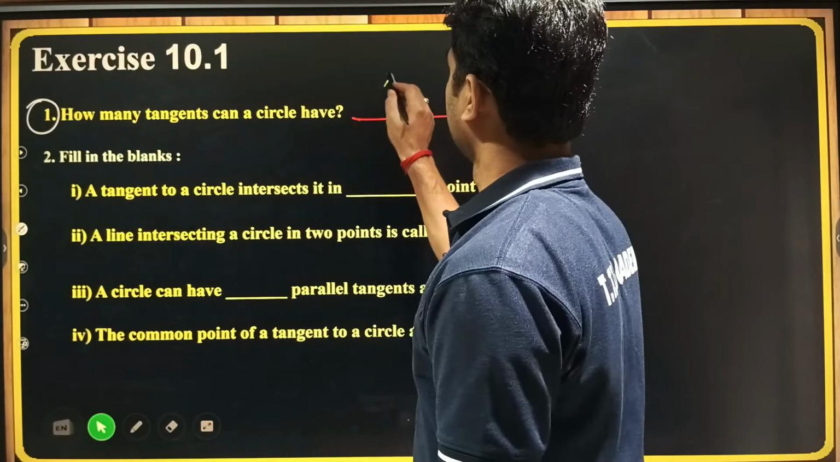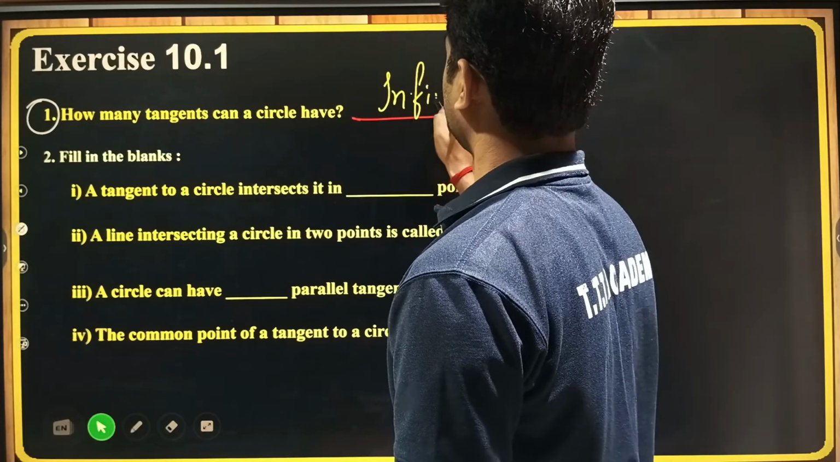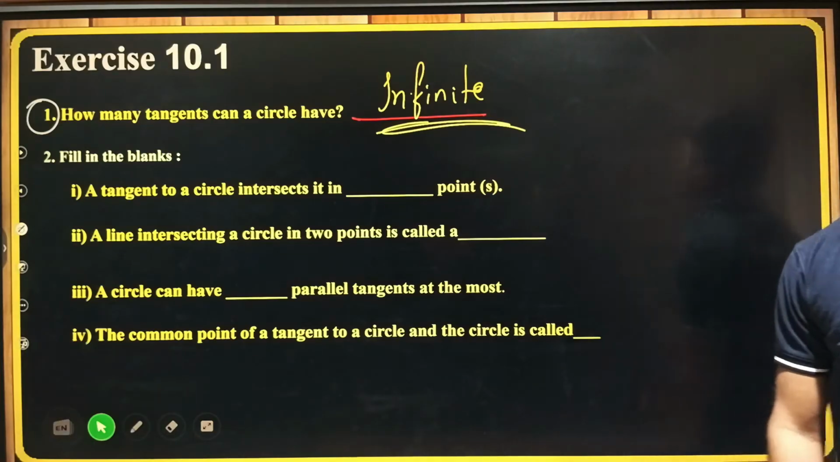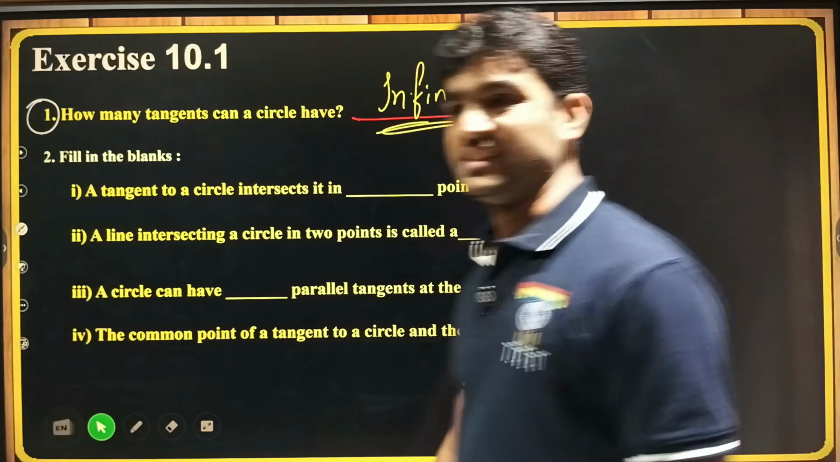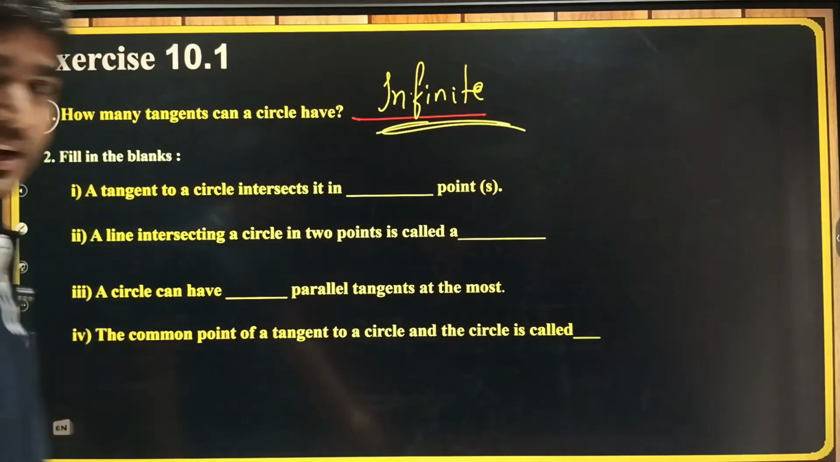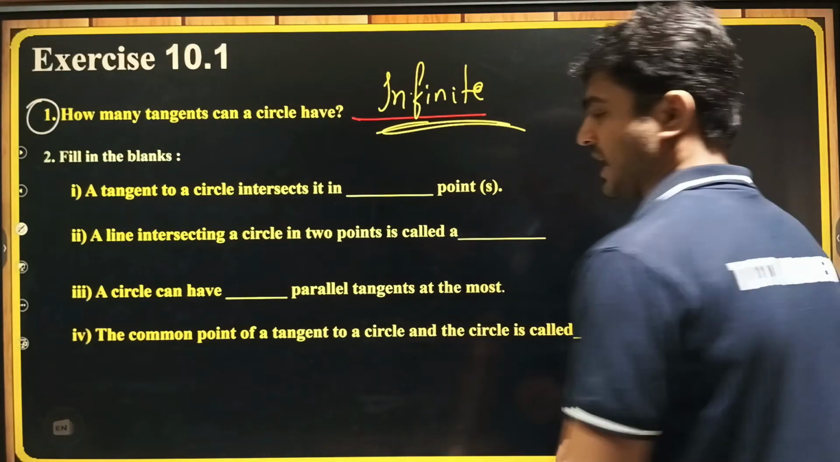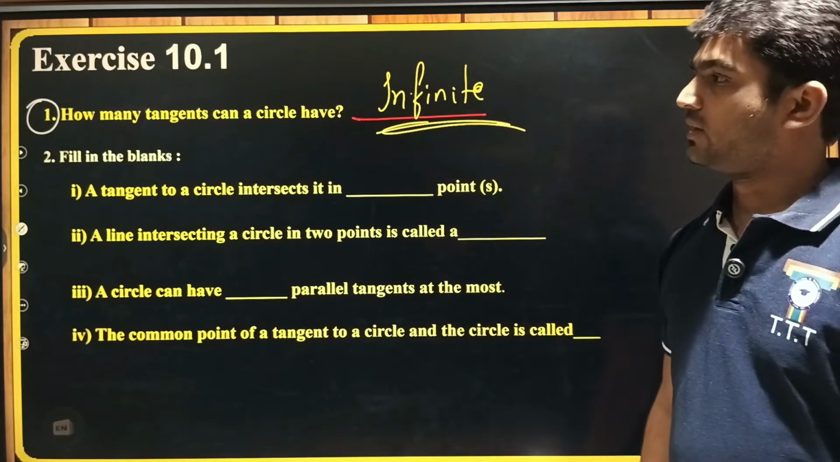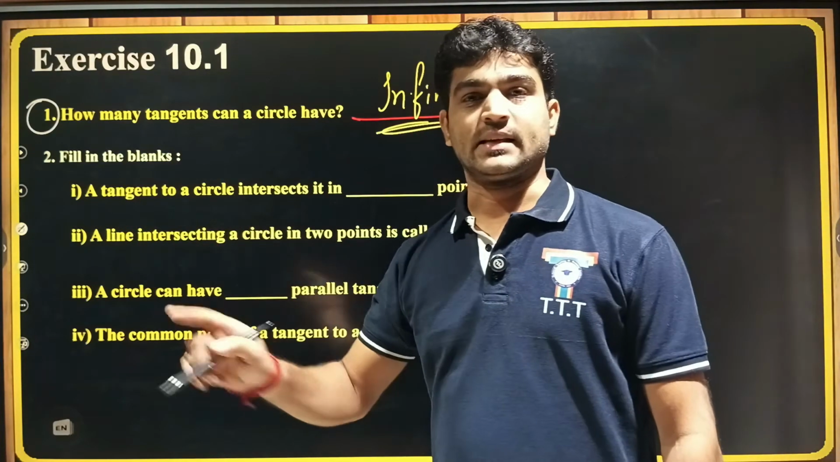In this question, infinite or infinity. An infinite number of tangents we can draw to a circle. Next one, hope it's clear. Is the first answer done? Do you know how infinity comes? When we take a circle, we can take as many points as we want and draw tangents. Next, fill in the blanks in that first question.